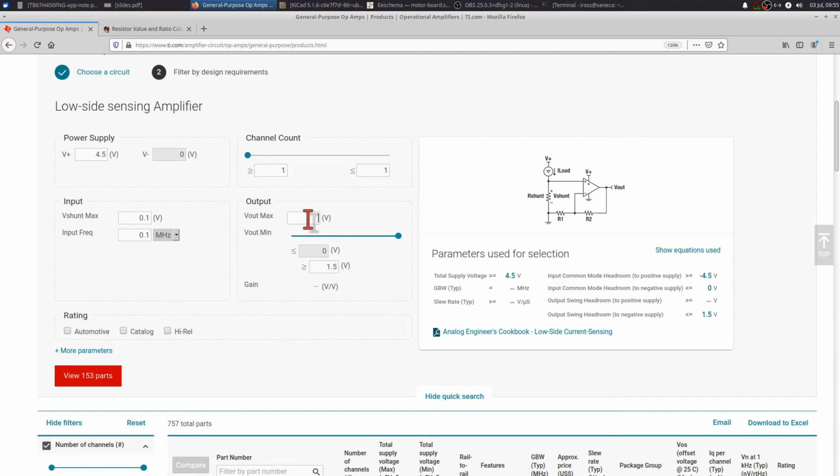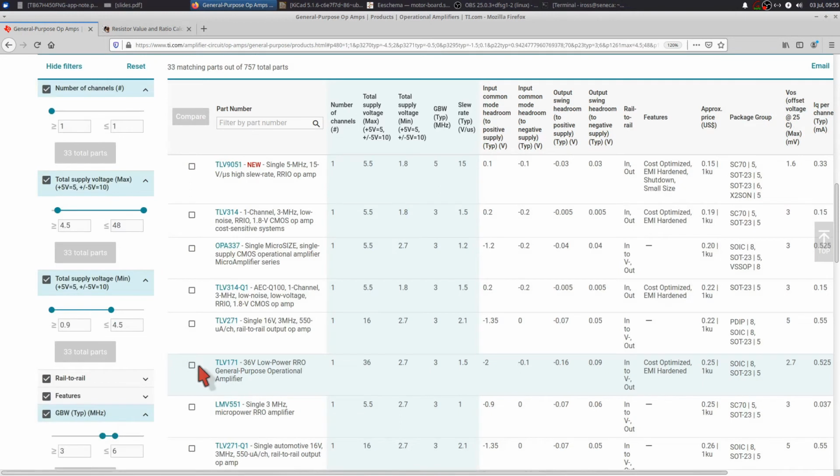So that would mean that an input of 0.1 volts would give you an output of 3 volts, which is in the right kind of range to put into the ADC input of the microcontroller. So I said 3 volts here, and that's a gain of 30. Didn't select any fancy stuff, and you see there are 33 parts, and I basically went with the first one here, this TLV9051.